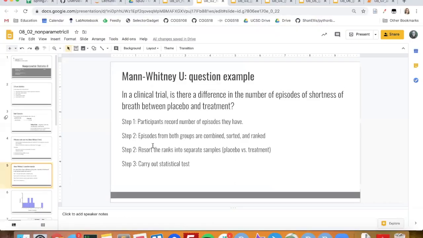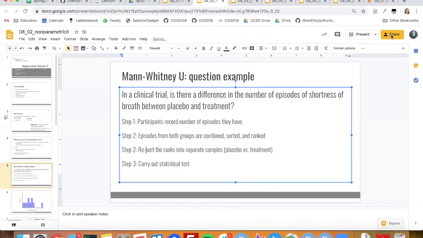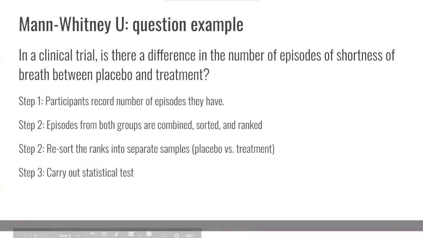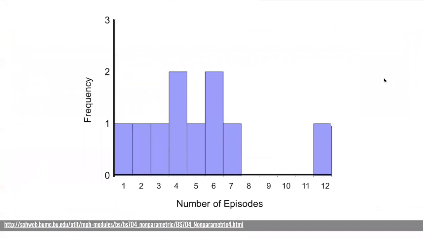Just going to fix my typo mid-video here. Great. You would resort the ranks into separate samples, placebo versus treatment, and then carry out your statistical test. So what this would look like is, here are your data that you start with. So it's a small study here to demonstrate this example.